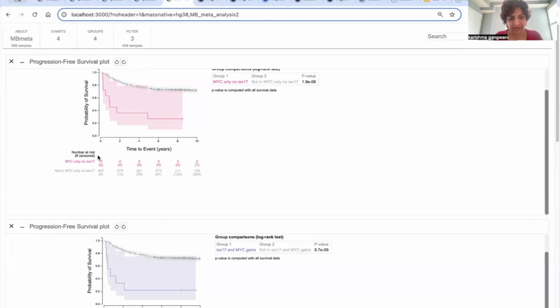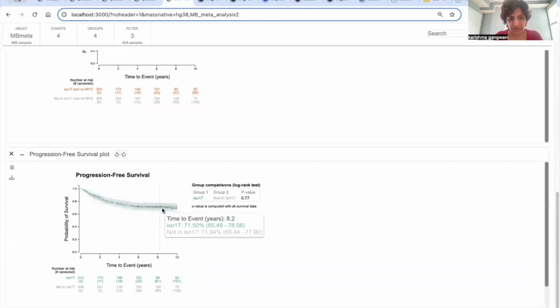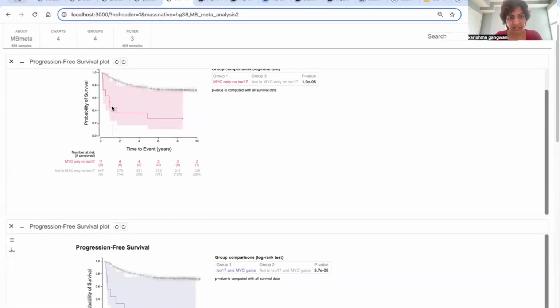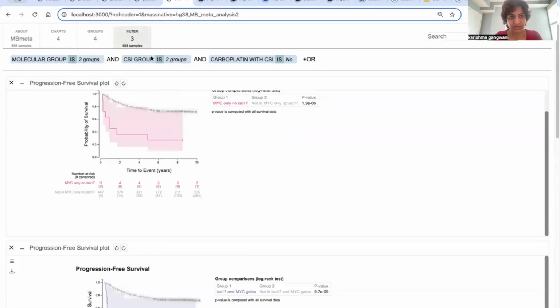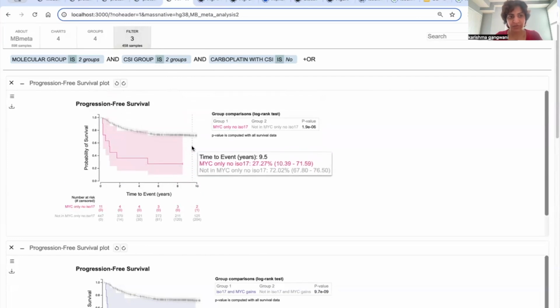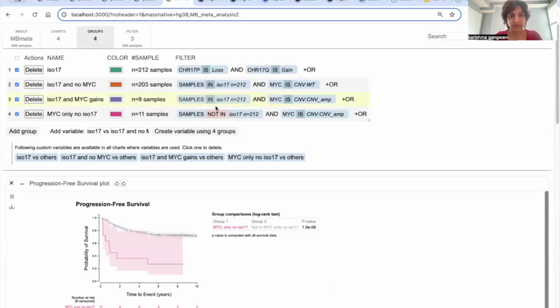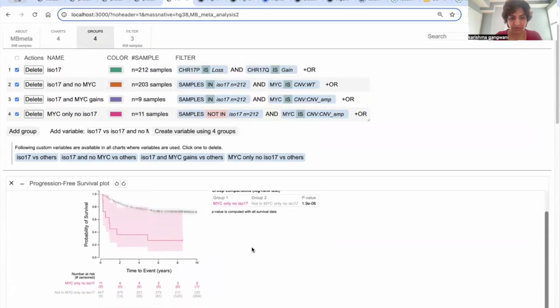And ISO 17 itself is not playing a major role as a prognostic factor, even though that has been published in the literature for other studies. But for this particular data set, we can clearly see that these cases that received low dose and high dose CSI and did not receive carboplatin treatment, MYC was the major deterministic factor in their progression-free survival. And this is how you can set up some of the complex survival analysis and look at Kaplan-Meier curves.